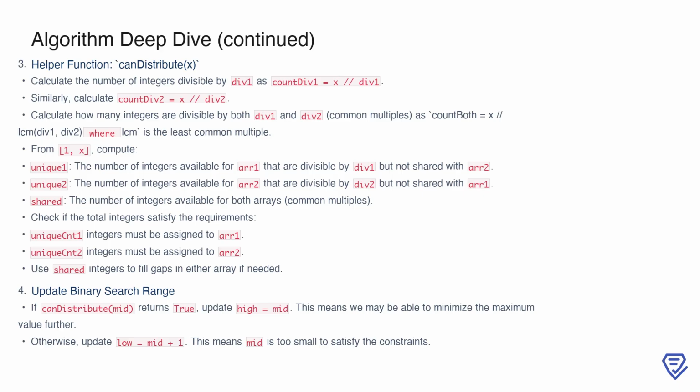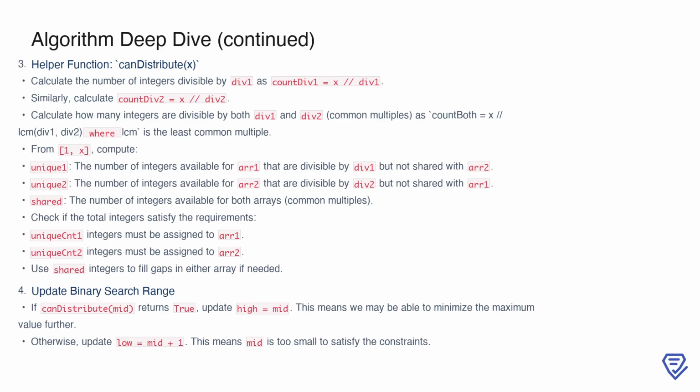From these, we determine the number of unique integers available for each array while accounting for overlaps. Unique1 represents integers divisible by div1 but not shared with div2, and unique2 represents integers divisible by div2 but not shared with div1. The shared integers, divisible by both div1 and div2, are also calculated. To meet the constraints, we need unique CNT1 integers for ARR1 and unique CNT2 integers for ARR2. If there are gaps, shared integers can fill those requirements. If the constraints are satisfied for the given x, the function returns true.